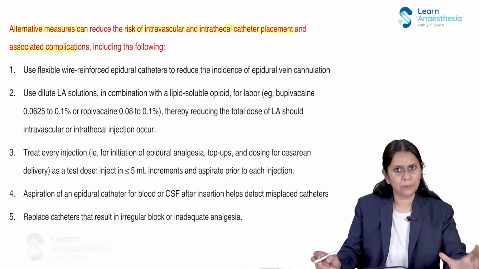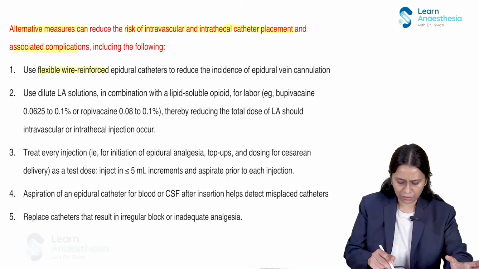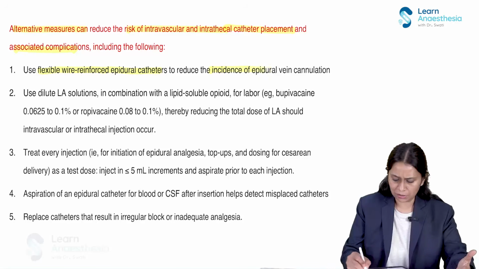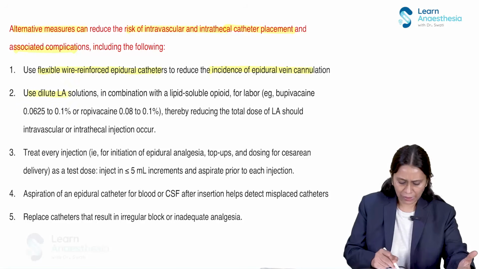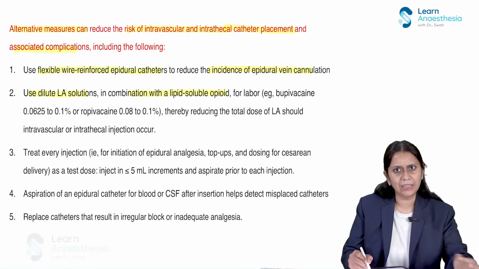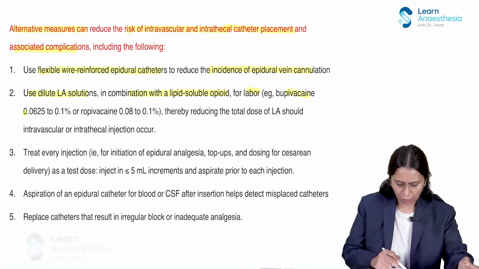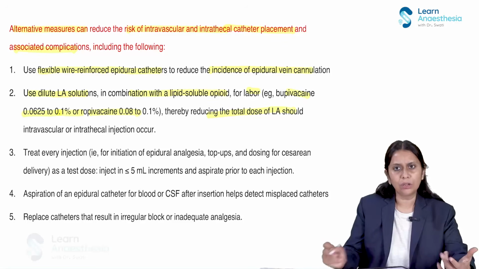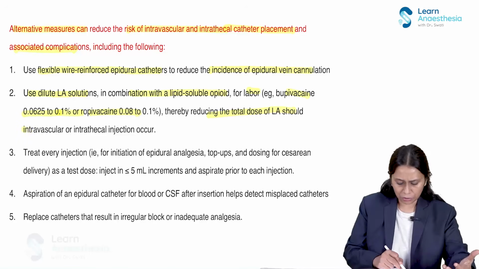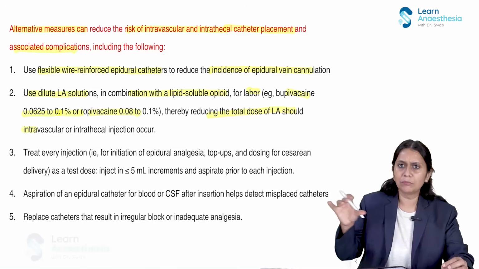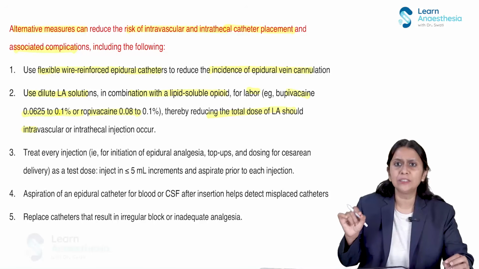Now, what are those alternative measures? If we use a special catheter, that is flexible wire reinforced epidural catheter, these have less chance of going into intravascular space. Then we use dilute LA. We use a combination of lipid soluble opioid and a very dilute LA for labor, like bupivacaine 0.0625% or 0.1%, or ropivacaine 0.08 to 0.1%. This would reduce the total dose of LA if the intravascular or intrathecal injection would happen. So using a lesser concentration is always beneficial.